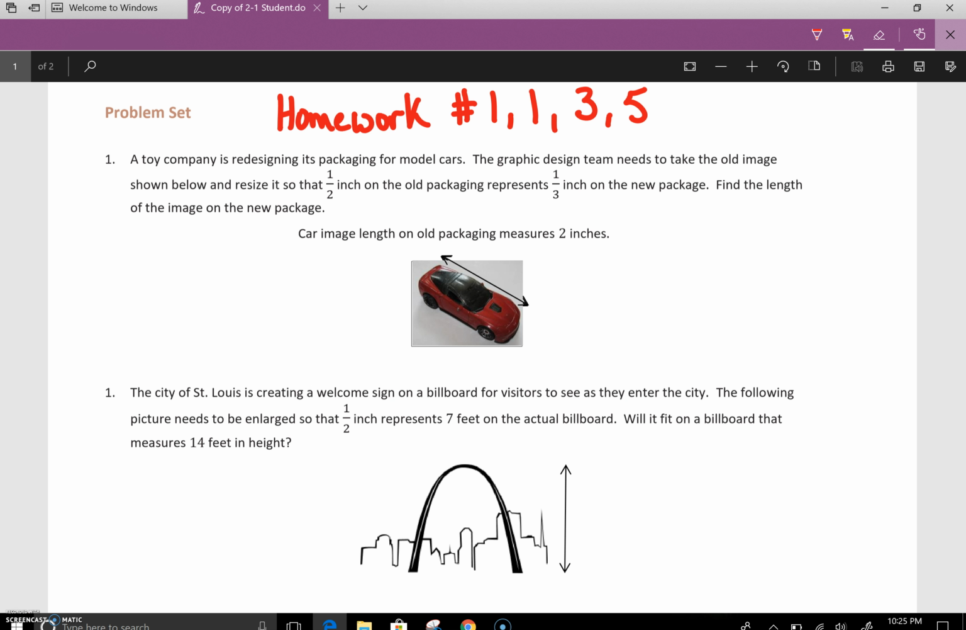A toy company is redesigning its packaging for model cars. The graphic design team needs to take the old image shown below and resize it so that a half an inch on the old package represents a third of an inch on the new package. Find the length of the image of the new package. Okay, so here's what we're looking at. They're taking the old image shown below and they're resizing it so that a half an inch on the old package is a third of an inch on the new package.